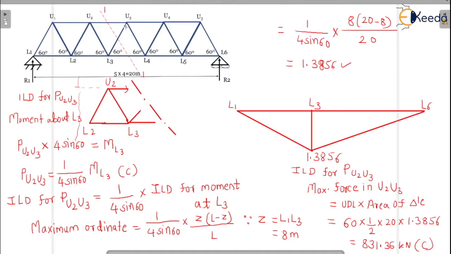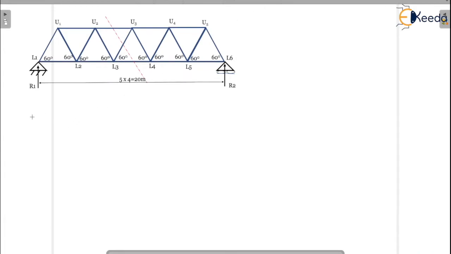ILD for PL3U3. Now for this member, we have to calculate the ILD for PL3U3. Here, let R1 be the reaction at the left support and R2 be the reaction at the right support. So when the load is in between L1 and L3, in this portion, we consider the right side portion. Now let us consider the right hand side portion of the truss.